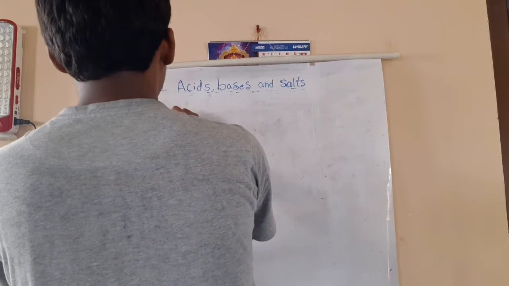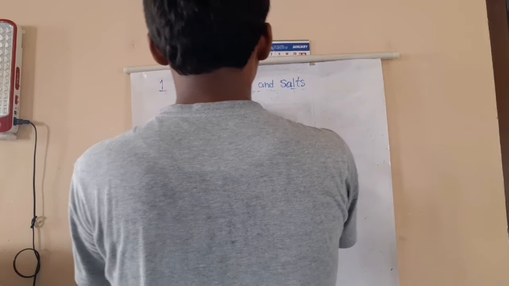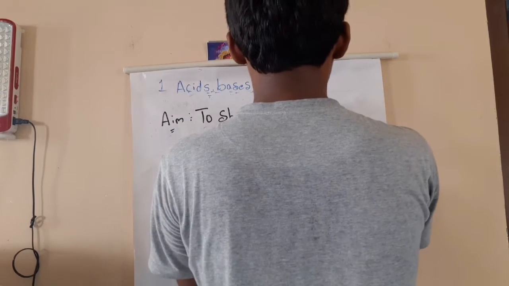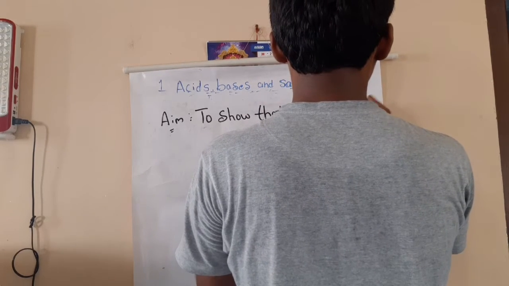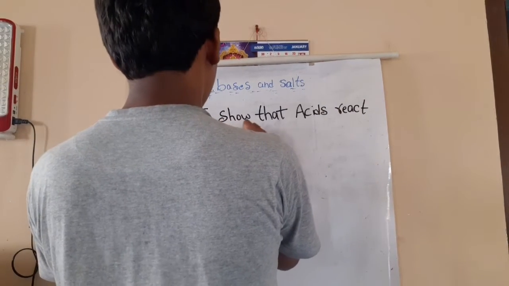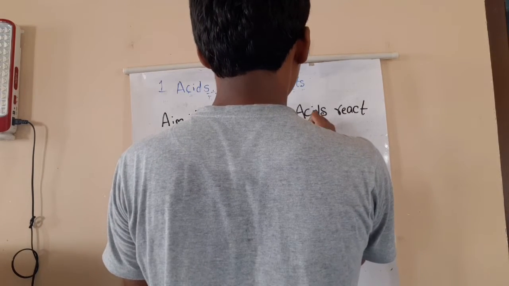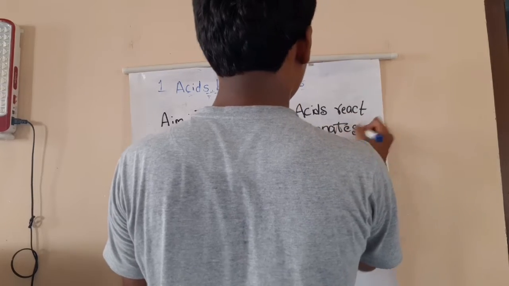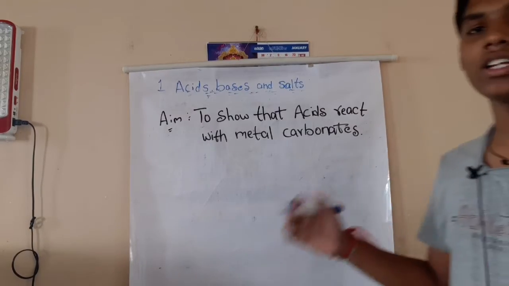The aim of the activity is to show that acids react with metal carbonates. So the aim of the activity is to show that acids react with metal carbonates.